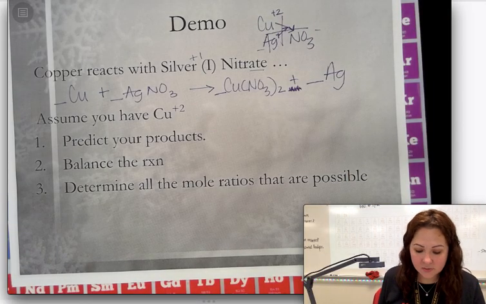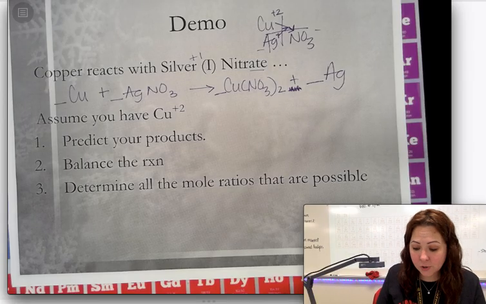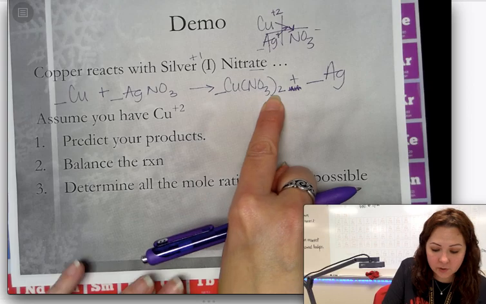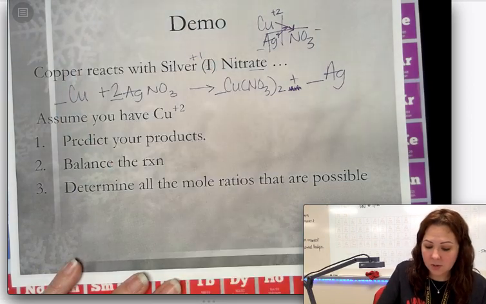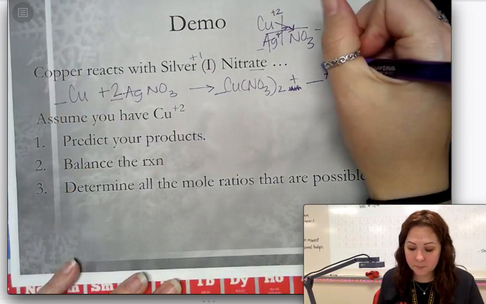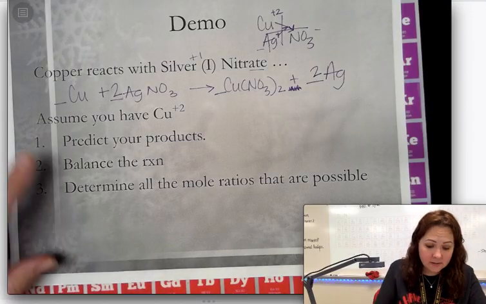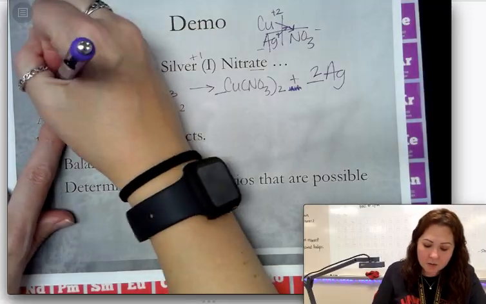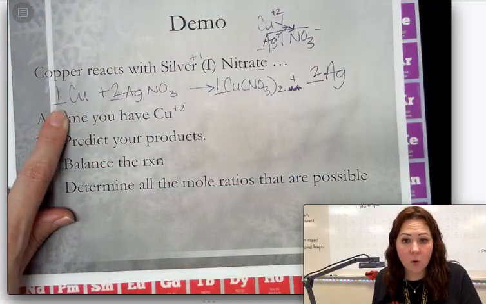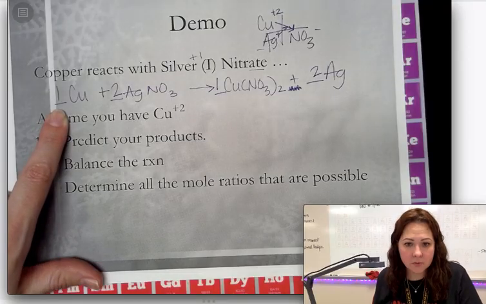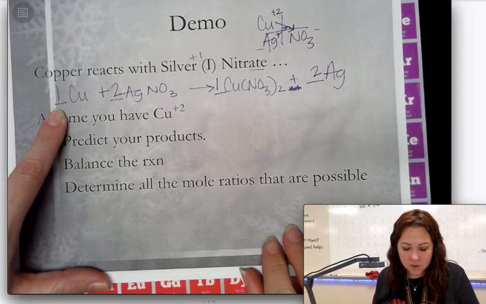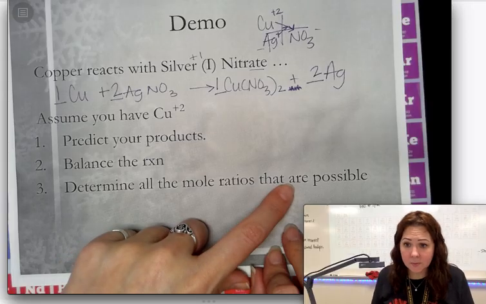So now I need to balance my reaction. When I go to balance my reaction, I have 2 nitrates, so I need 2 nitrates over here. That gives me 2 silver. Everything else now is balanced. In these blanks, I typically don't write it, but now I actually have a 1 that I'm going to use for my mole ratios. The last step says determine all the mole ratios that are possible.